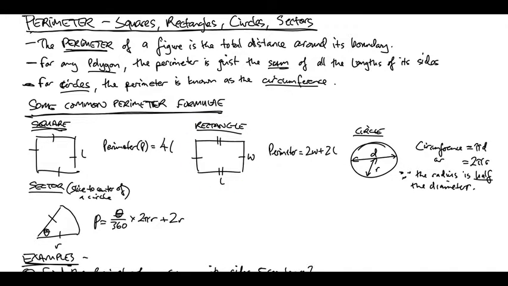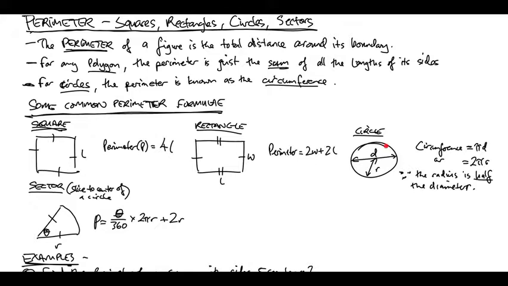A rectangle, on the other hand, is a quadrilateral that has 2 shorter sides that are the same length and 2 longer sides that are the same length. The shorter sides you'll generally refer to as the width, and the longer sides you'll refer to as the length. And so the perimeter of this is 2 of the shorter sides, because they're equal, plus 2 of the longer sides, because they're equal. Now we get to the circles.